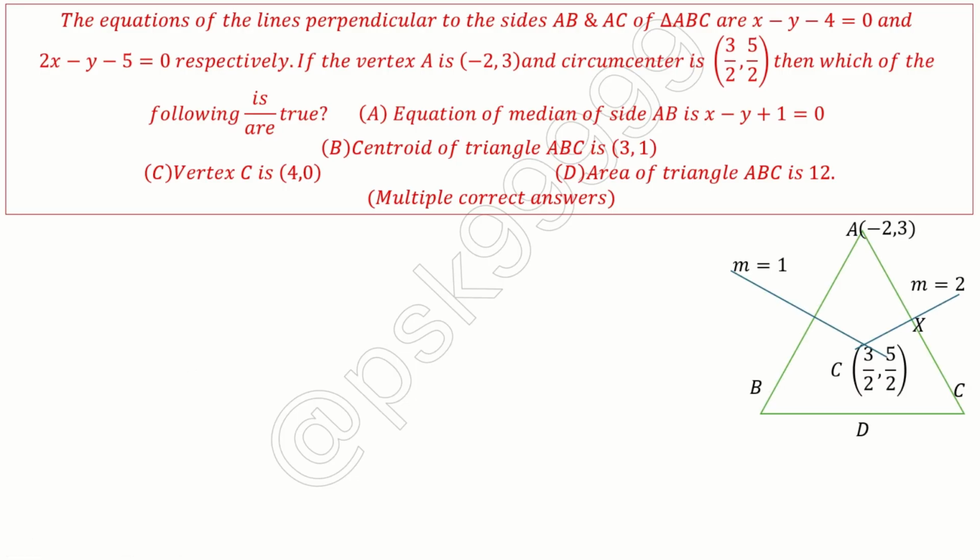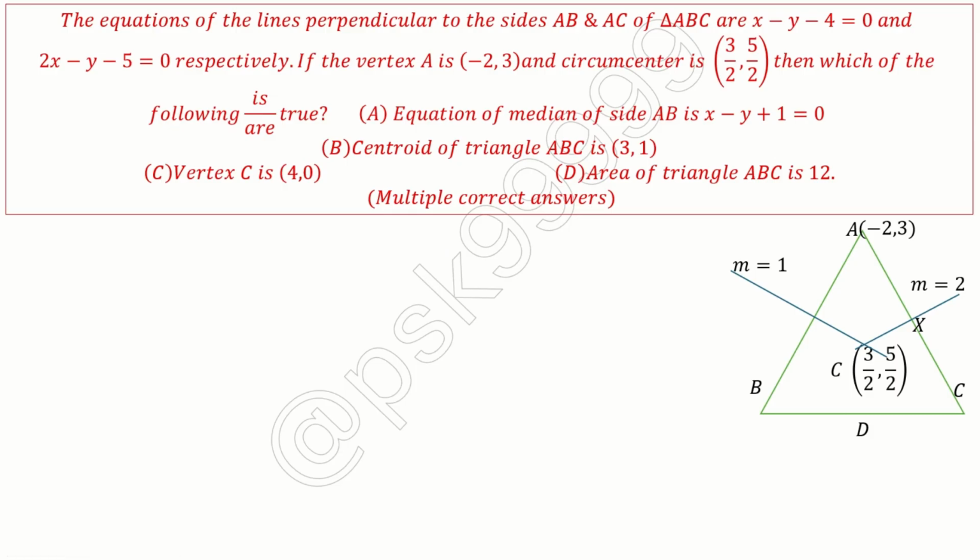Okay, let's see the diagram now. ABC is the given triangle. Note down that the equations x minus y minus 4 equal to 0 and 2x minus y minus 5 equal to 0 are only perpendiculars onto AB and AC. They are not the perpendicular bisector equations.